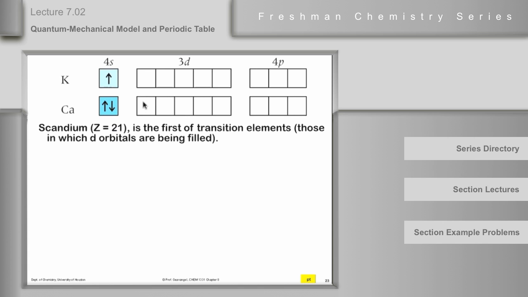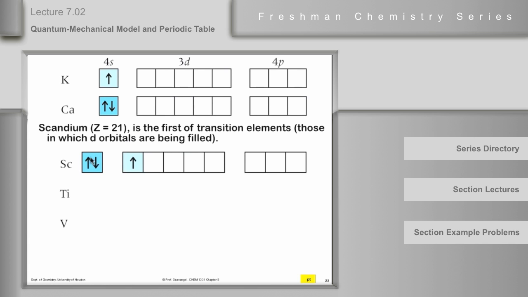Z is equal to 21. And scandium is the first member of the transition elements where the 3d orbitals are being filled. And so since the 3d is a little bit above the energy of the 4s, we will put 1 electron into the 3d. So scandium outer electron configuration is 4s2, 3d1. Okay? Oh, it's not too surprising.